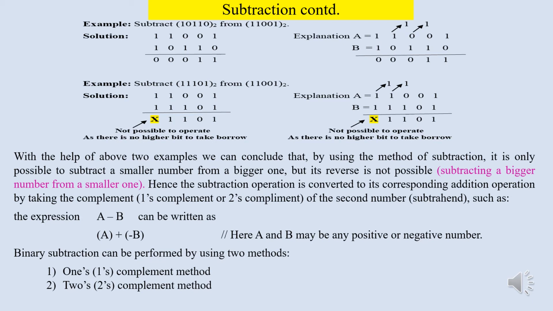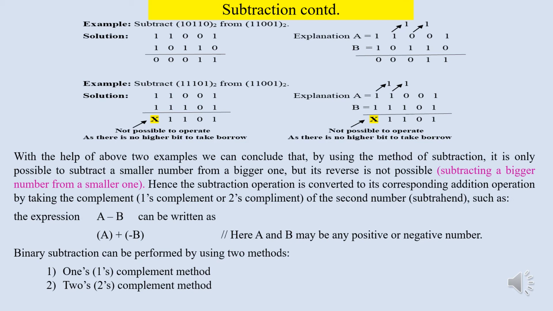Then proceed to its next higher bit, in which A is equal to 0 and B is equal to 1. So borrow 1 from the next higher bit, that becomes 10 equal to 2. So we get the difference as 1. Continue the same process till the last bits to get the final answer. But in the second example, it is not possible to take a borrow from its higher bit at the fifth column, which creates bottlenecks to operate and the subtraction process is interrupted.